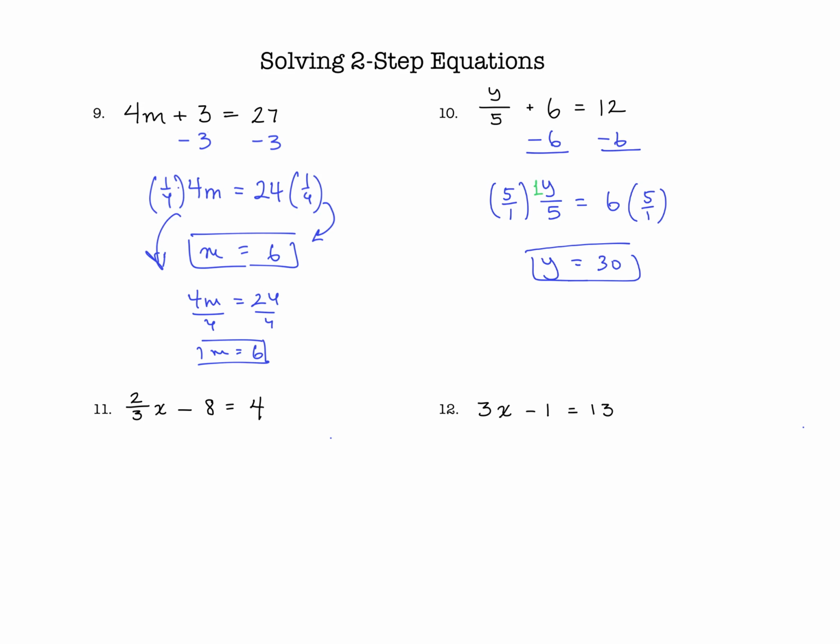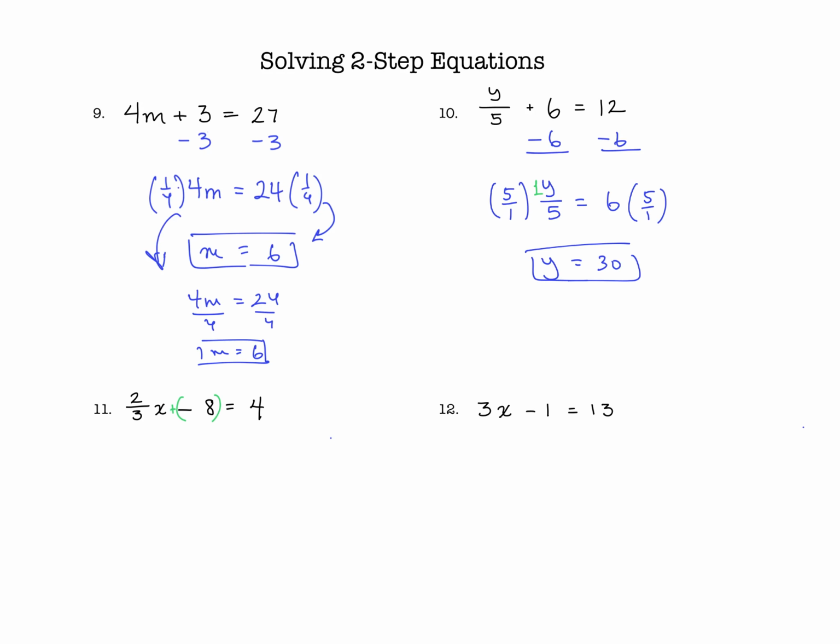Number 11. Now this is where you're really going to like this idea of multiplying by reciprocals. Okay, so here we go. Number 11 says 2/3 x minus 8 is equivalent to 4. So what I want to do here, again, is get rid of additions and subtractions first, because of what I talked about before. So I have minus 8. Now remember, minus 8 really is the same thing as plus a negative 8, and I want negative 8 to go away.